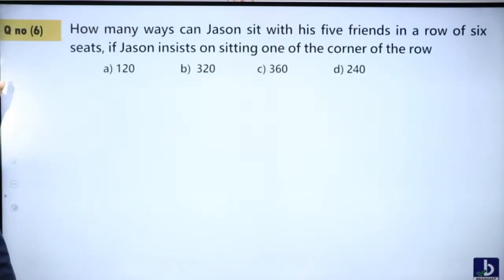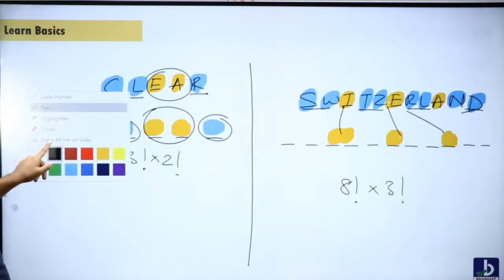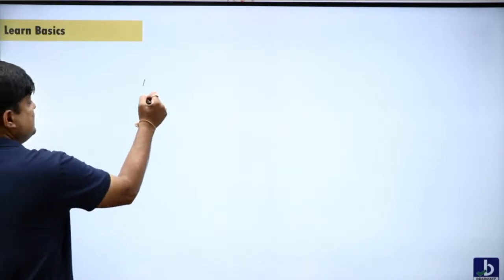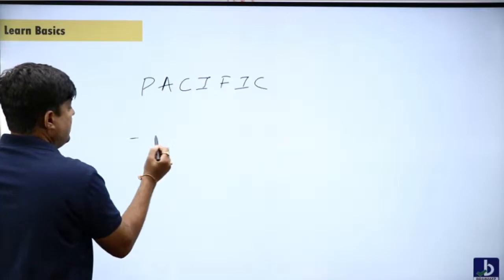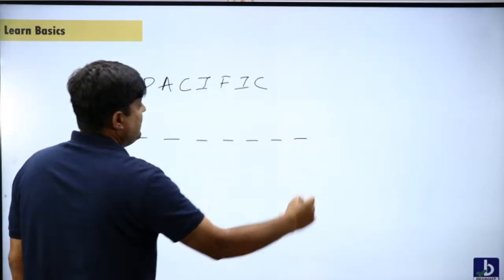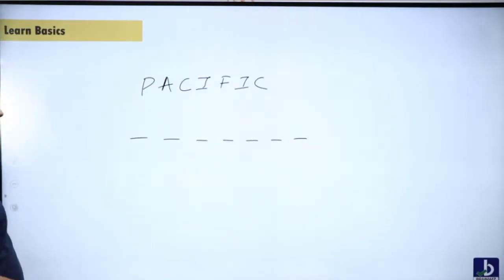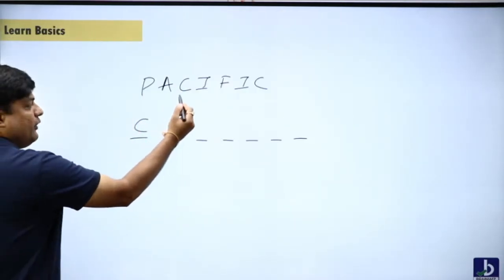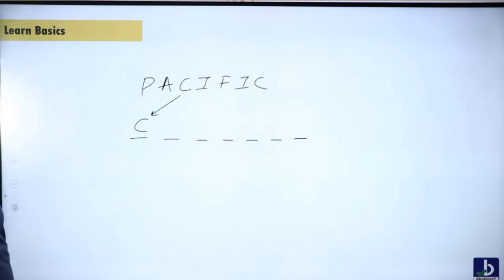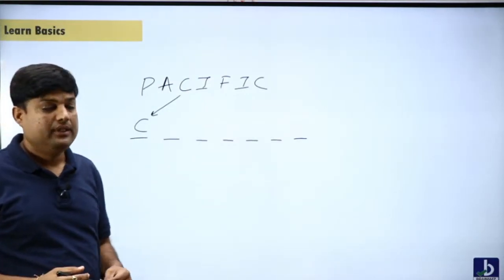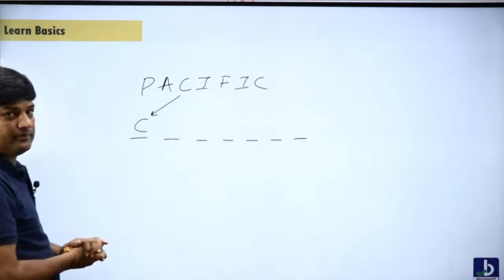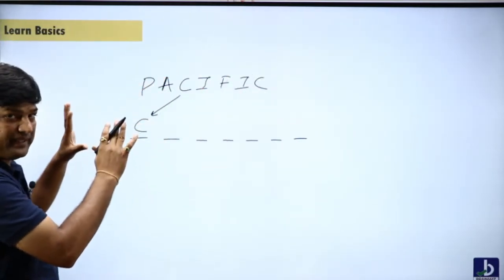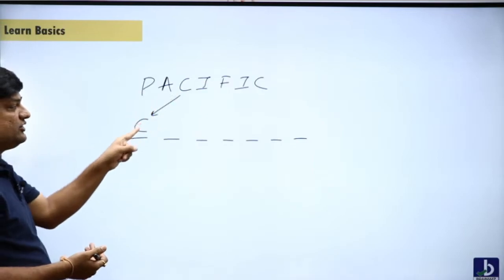Now, let's see Sumant's doubt, everybody. Let me clear all that. He is asking about PACIFIC: 1, 2, 3, 4, 5, 6, 7. He's asking that it starts with C. One fellow is fixed here. How many ways can we arrange the letters of the word PACIFIC such that the word starts with C?